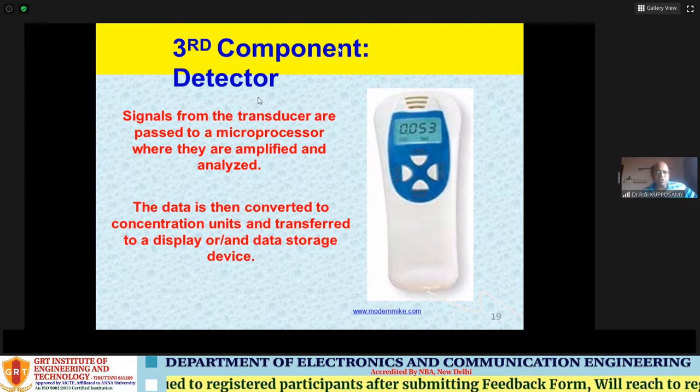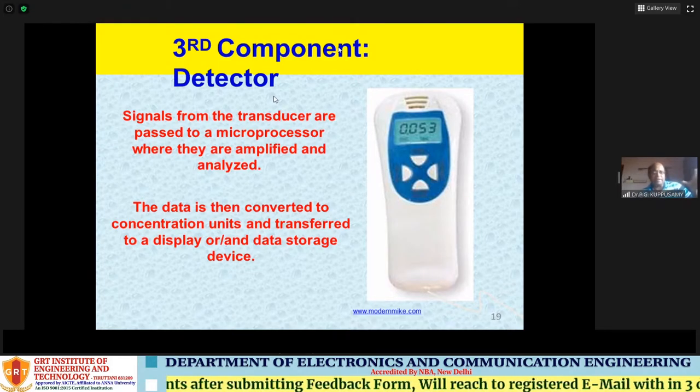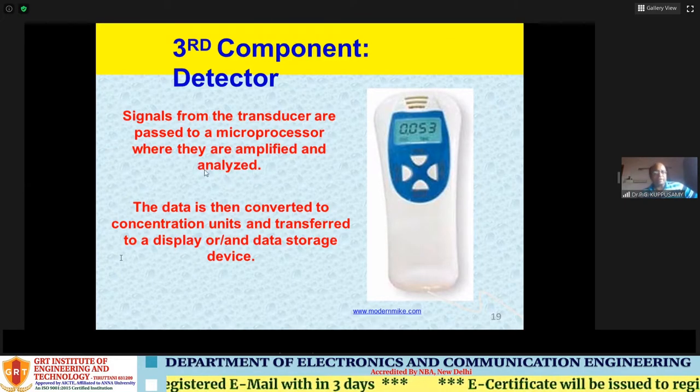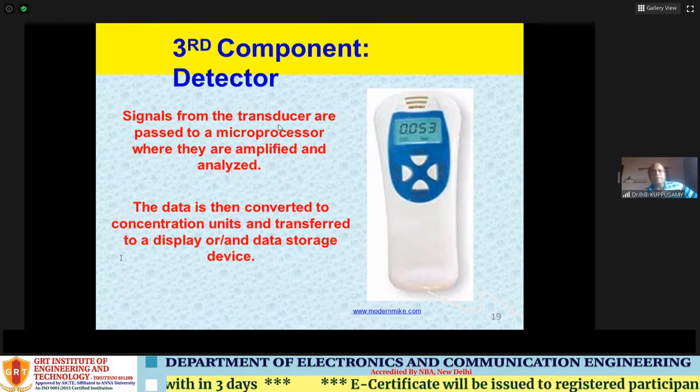So what is the function of the detector? Detecting the signal. The detector consists of an amplifier system, filter system, and then data storage system. So filtering, that is analysis, and storing system. So that is a part of your detector.